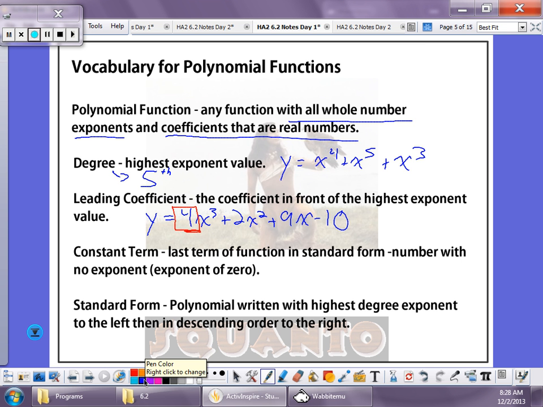Okay? The constant term is just this value here. It's the one without a variable, or it has an exponent of 0, same thing. And then standard form is when you write it in descending order, just like I did here. So it goes cubed, squared, 1, 0, essentially.